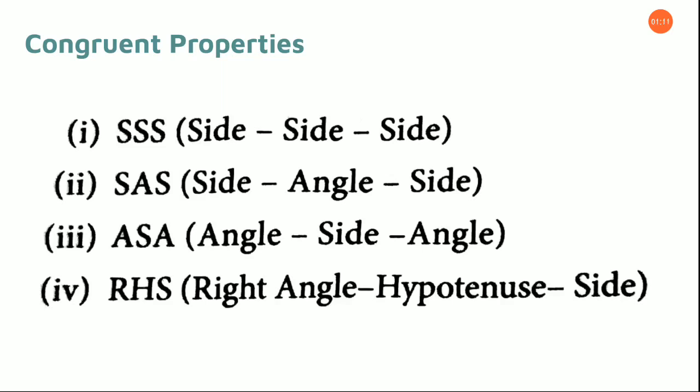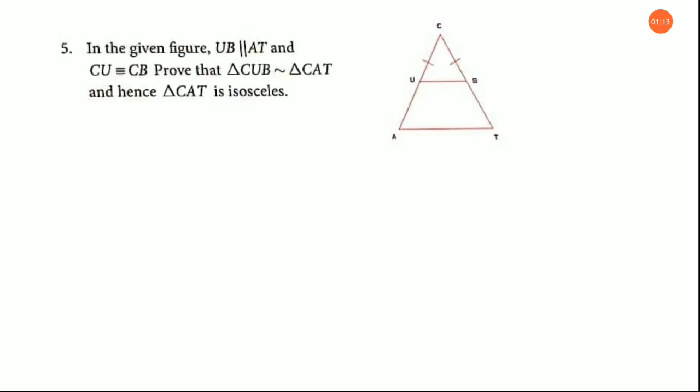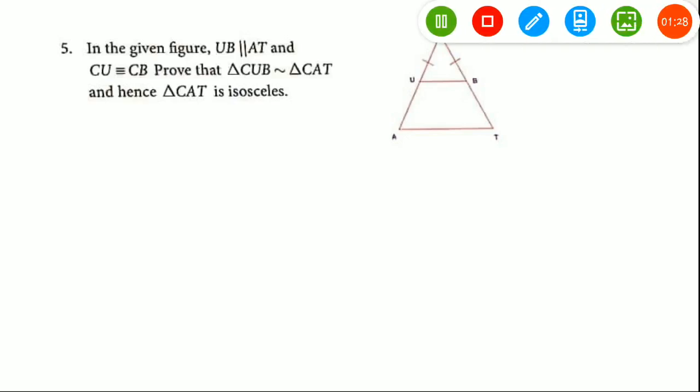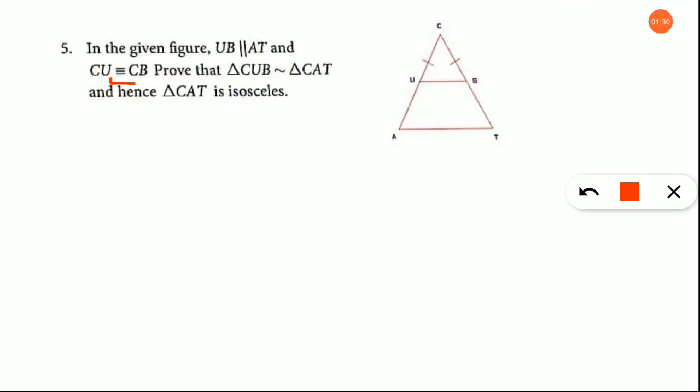Okay. Now look at the fifth sum in exercise 4.1. In the given figure, UB is parallel to AT and CU, these three lines, what does it mean? It is congruent to CB. Okay, these three lines denote it is congruent, and this tilde symbol denotes similarity. Prove that triangle CUB is similar to triangle CAT, and hence triangle CAT is isosceles.